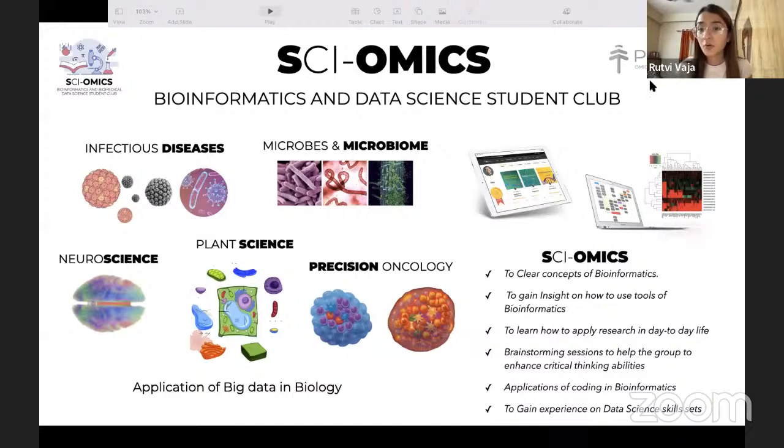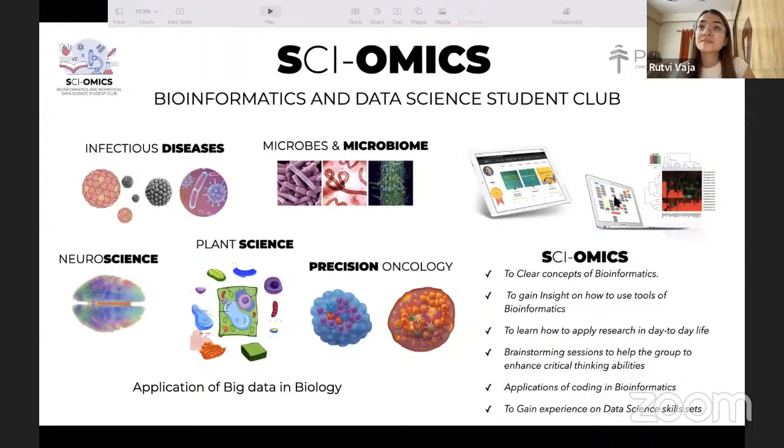One of the main goals of Psyomics Student Club is to help students and other people clear the concepts of bioinformatics. Not only this, but we also help students gain insight on how to use different tools of bioinformatics, and not only different tools, but free tools. We also have pipelines, and hands-on workshops to help them learn how to apply research using bioinformatics in day-to-day life.